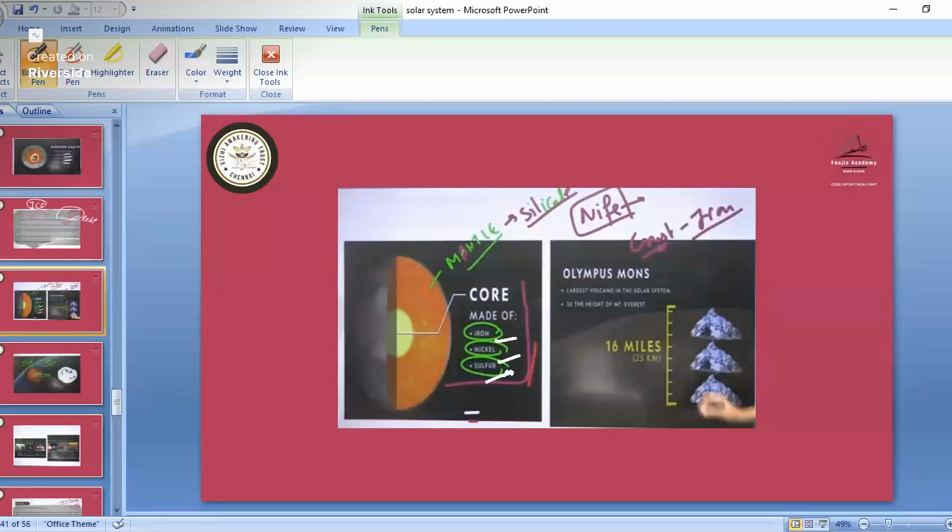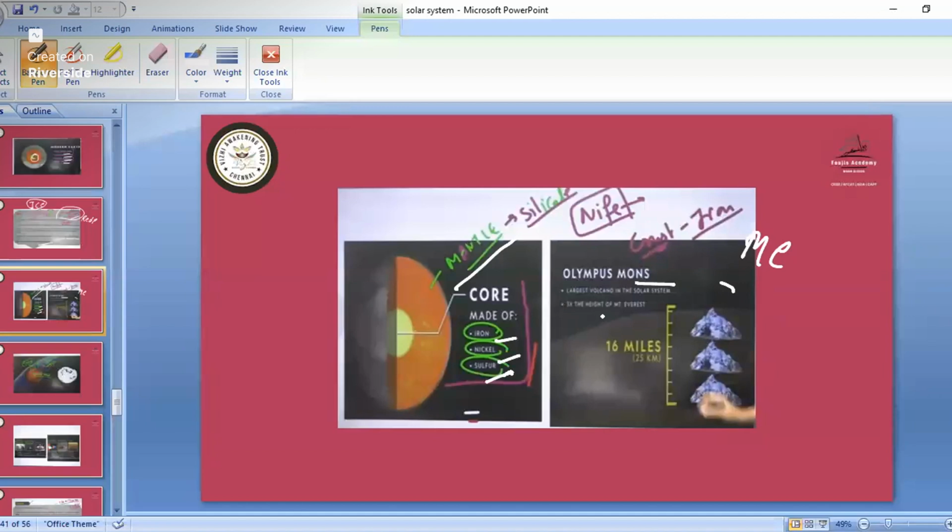So that inner core is iron, nickel, and sulfur, and the mantle is silicate. Just like Earth, our mantle is silicate, and here also the mantle is silicate. The largest volcano located on Mars is Olympus Mons. In Mercury we also studied about Montes, so remember that volcano name also. And on Mars we have Olympus Mons.